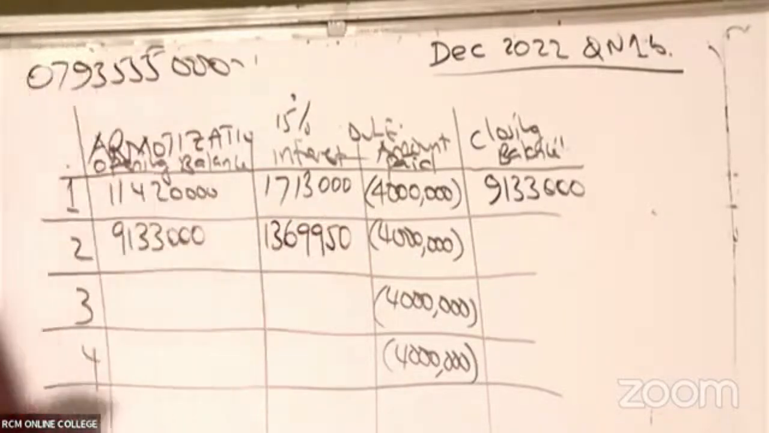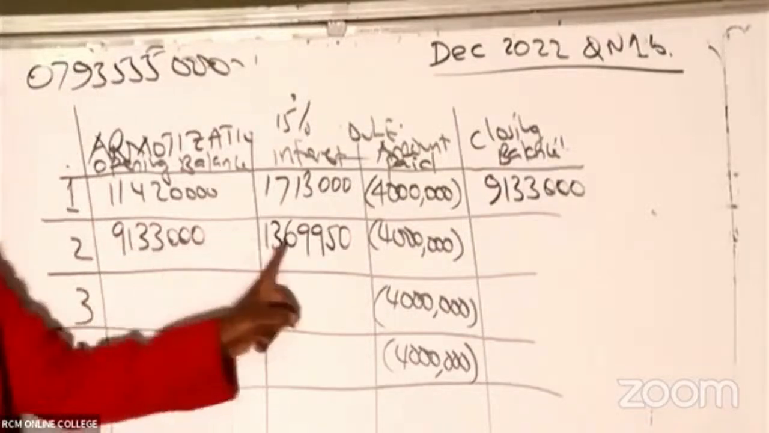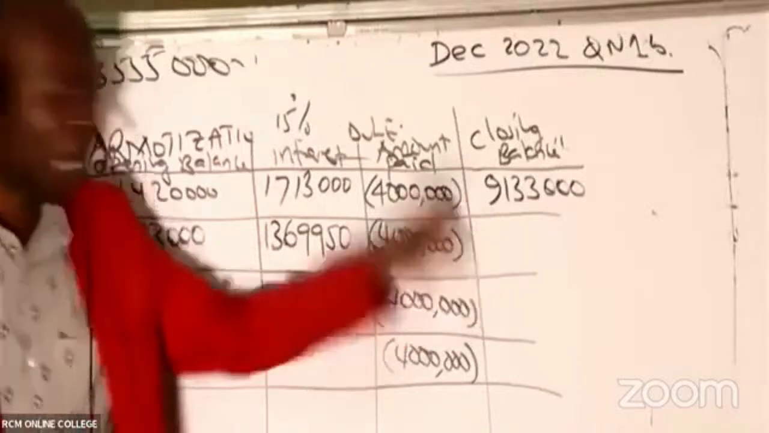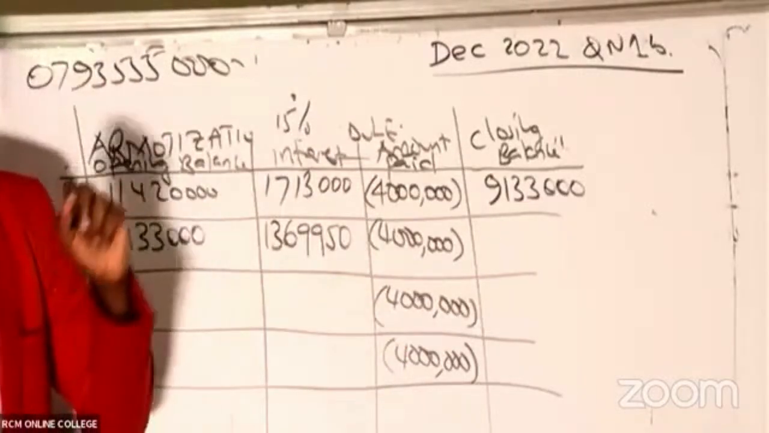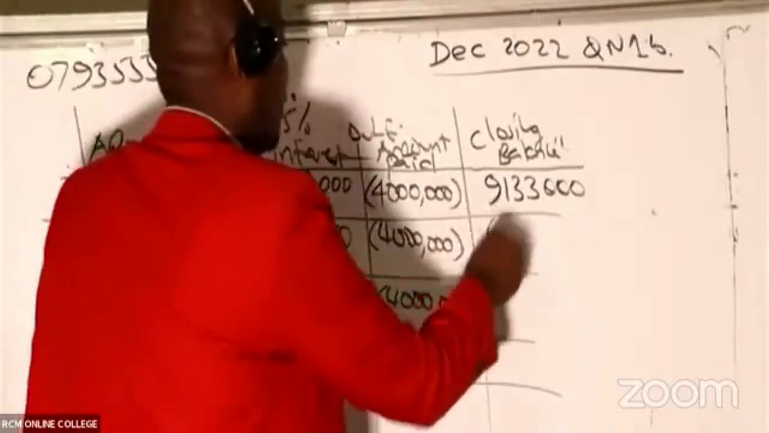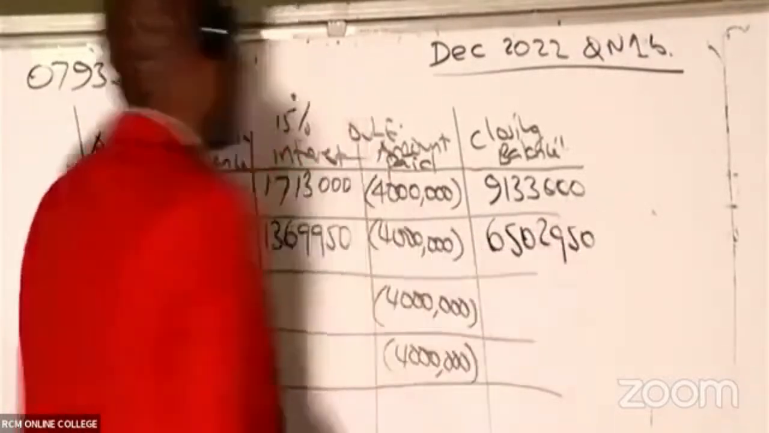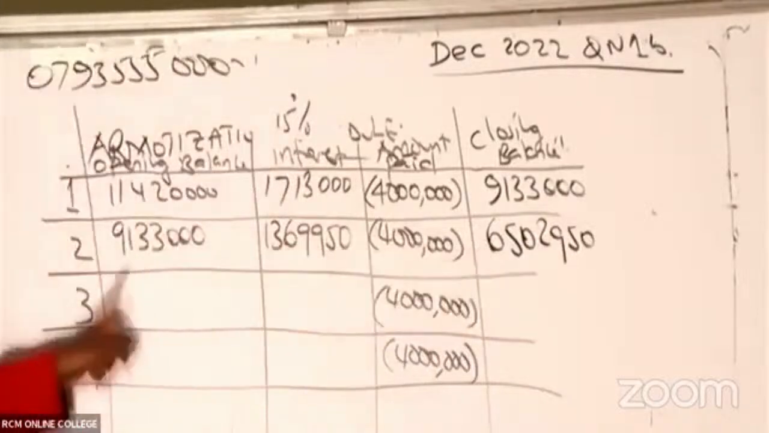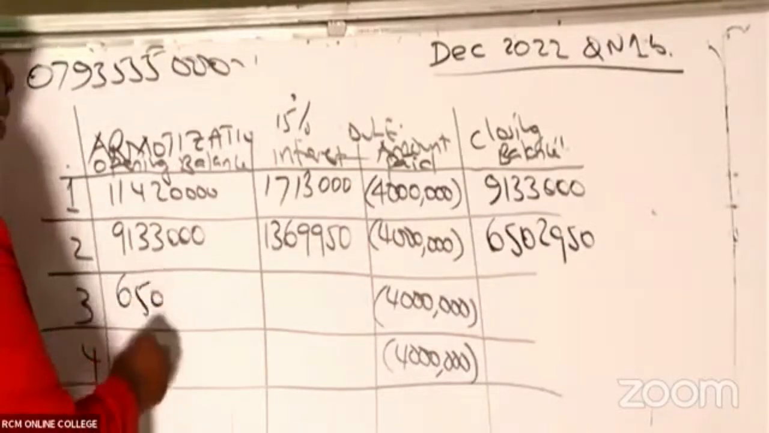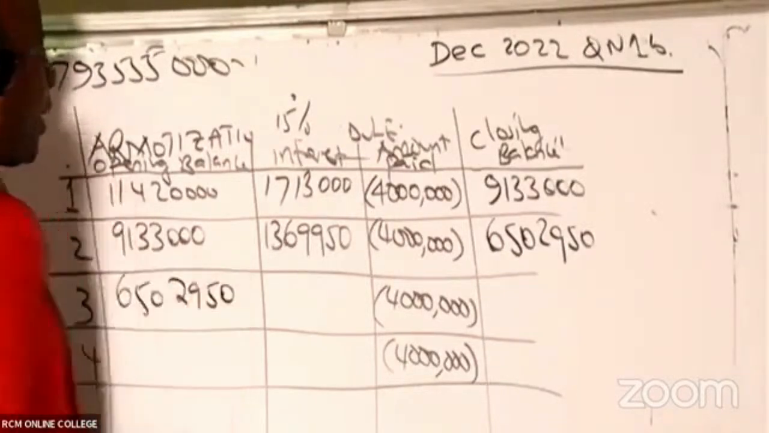So after that, please have this amount growing. You add this plus this, you subtract 4 million. You give me the closing balance for year 2, which is 650, 29, 50, like that. So bring this forward here. So we have here 650, 29, 50.